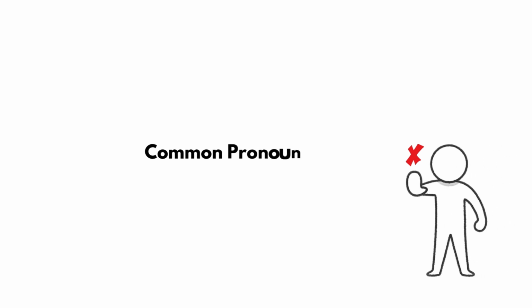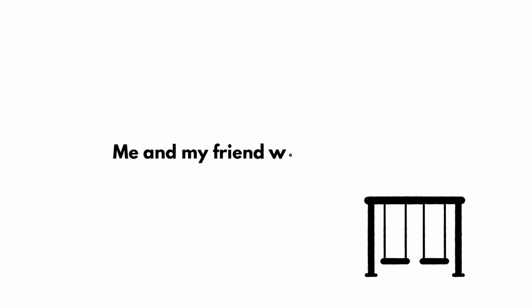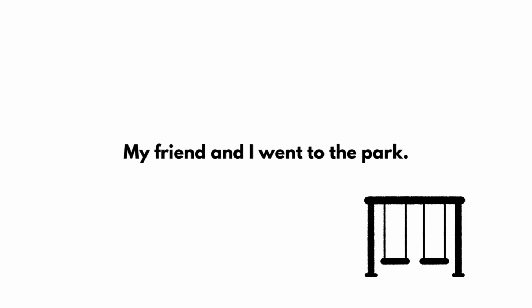Before we wrap up, let's talk about a couple of common mistakes learners make with pronouns. One of the biggest mistakes is mixing up subject and object pronouns. For example, people sometimes say, me and my friend went to the park. That should be, my friend and I went to the park. Another mistake is using me instead of I. Remember, when you are the subject, it's always I.